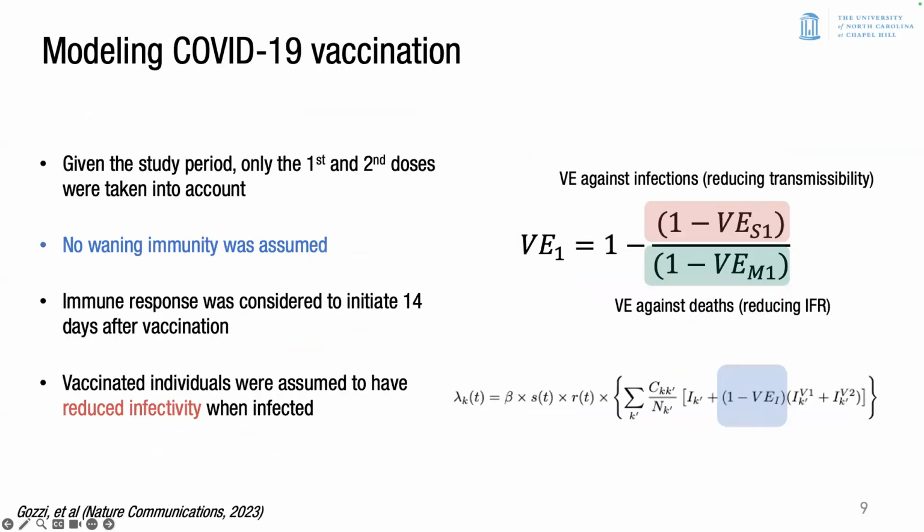And this is how they modeled the vaccinations here. Given the study period, only the first and second dose were taken into account, and no waning immunity was assumed in their study. So the vaccine effectiveness can be calculated as 1 minus vaccine effectiveness against infections, which reduced the transmissibility in their models, divided by 1 minus vaccine effectiveness against death, which reduced the IFR in their model. And immune response was considered to initiate 14 days after vaccinations. And also they considered the reduced infectivity among vaccinated individuals when they got infected.